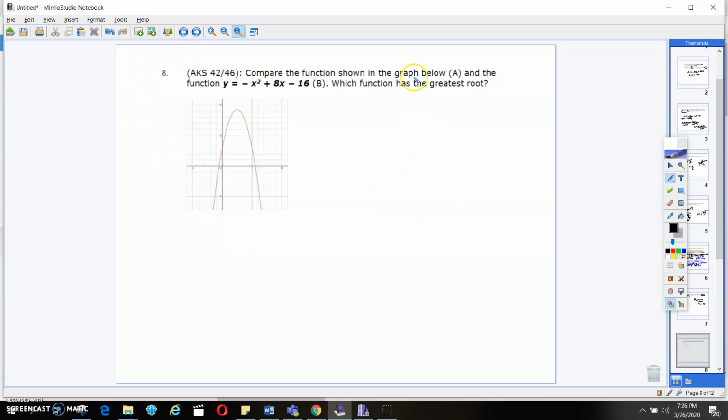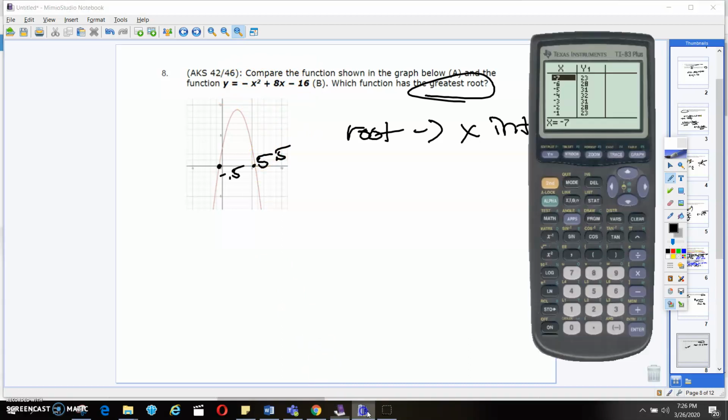Number 8. It says, which function has the greatest root? Now, what does root mean? Root is x-intercepts, so where it crosses the x-axis. So it crosses at -0.5 and it also crosses at 5.5. Now, we're going to plot this equation in our graphing calculator, okay? Which is different from the first one, so make sure you pay attention to that. There's something like that on the test, so be careful.